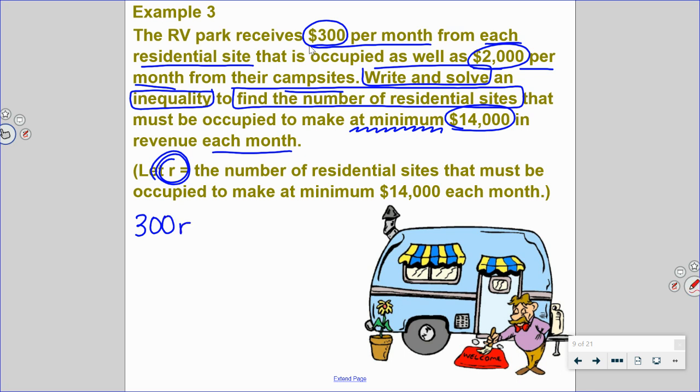Again, if you wish, you're welcome to write the multiplication symbol. In addition to that, so what do we start with? 300 per R. What happens next? We get $2,000 each month for the campsites. Now notice I'm not writing times M months. We're essentially just talking about 1 month. So 300 times R in that month, 2,000 in that month. The 2,000 is a constant term.